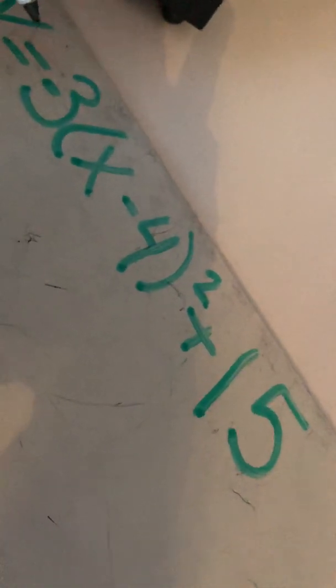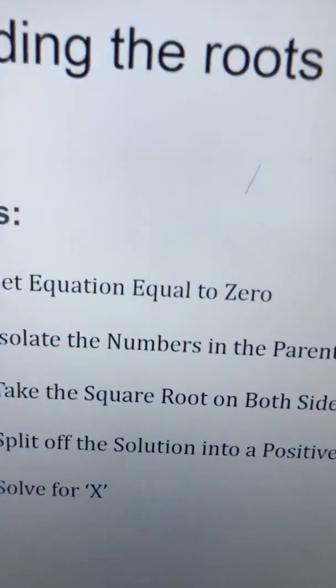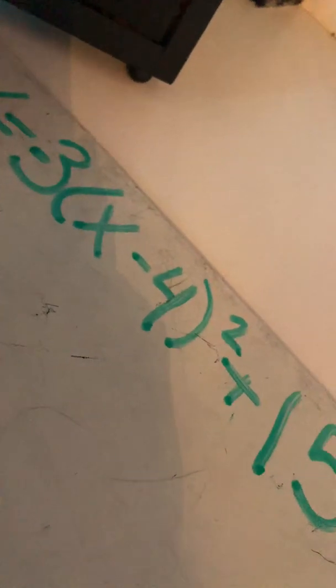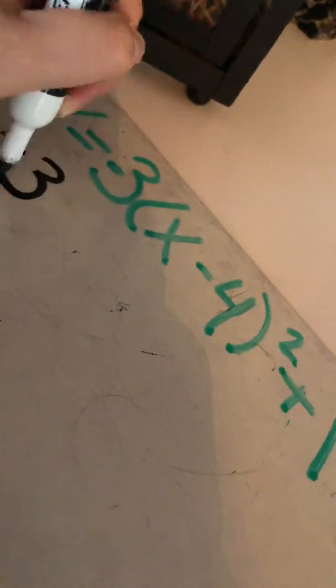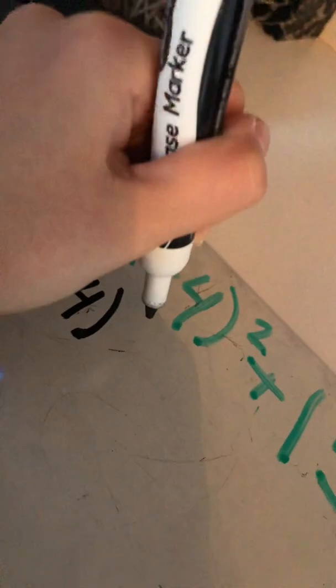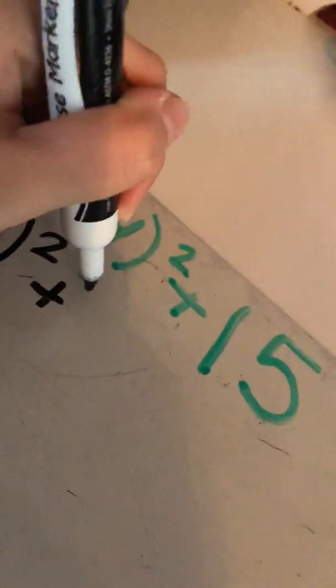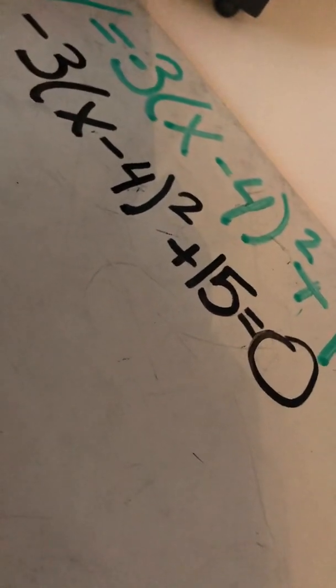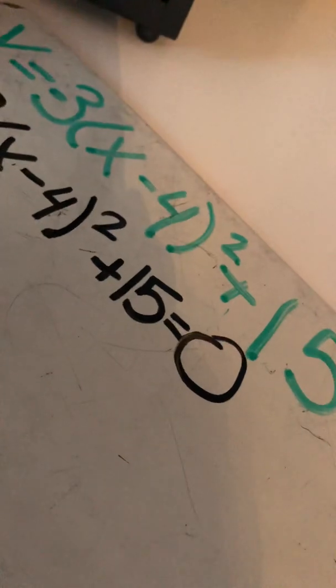Okay, so first step in solving an equation in vertex form: set the equation equal to 0. So even though it's y equals, this will now be -3 times (x minus 4) squared plus 15 equals 0. That's a horrible 0, it's fine. We'll deal with it. Okay?